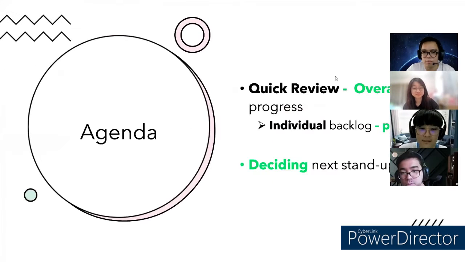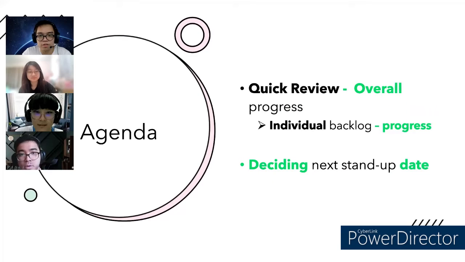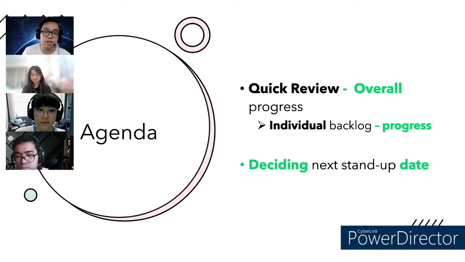So right now we're going to briefly talk about our agenda, which is a quick review of the overall progress. What I'll be doing is checking on everyone's individual backlog progress, so that I can move the tasks to in progress and then to complete. After that, we'll talk about the decision on our next stand-up date. Most likely it will be tomorrow, if we can have it as soon as possible.